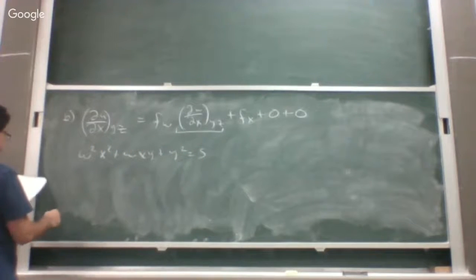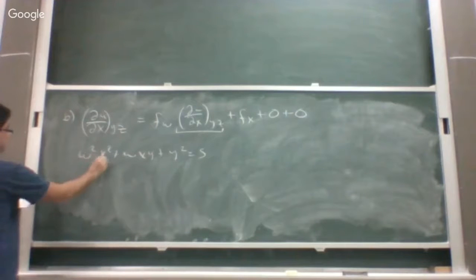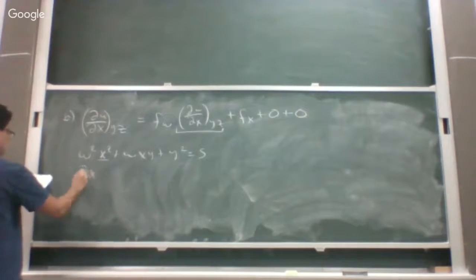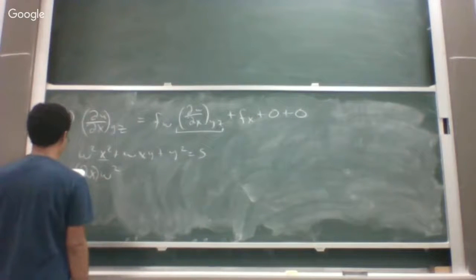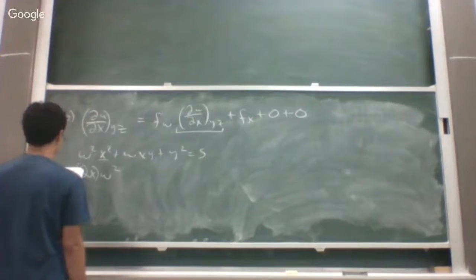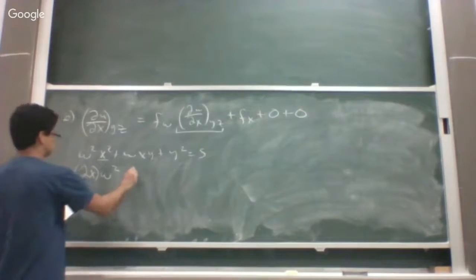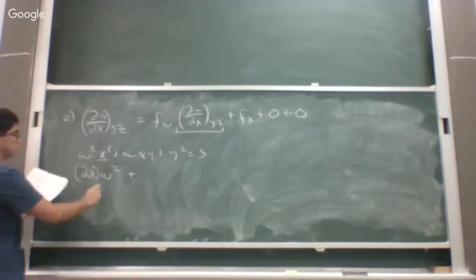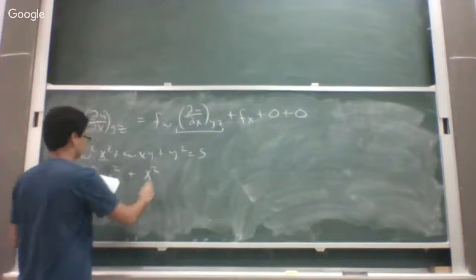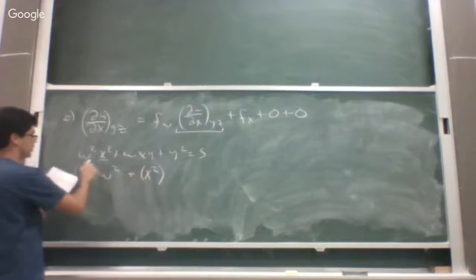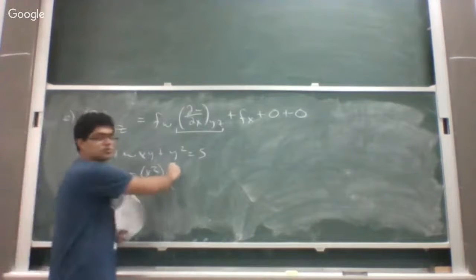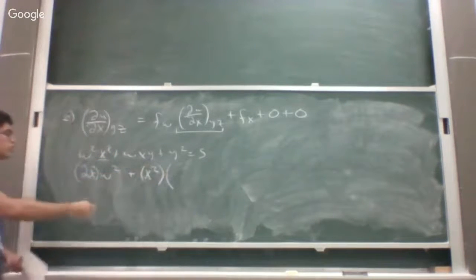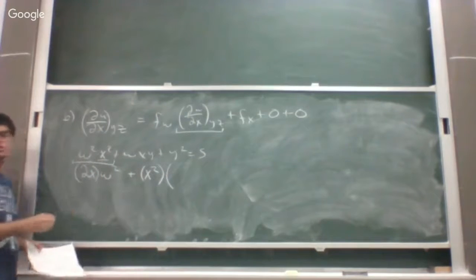Taking the derivative with respect to x. So first we have 2x times w squared, plus 2w, or holding like the product rule, we have x squared. What's the derivative of w squared? So we're doing the product rule right here. Okay.